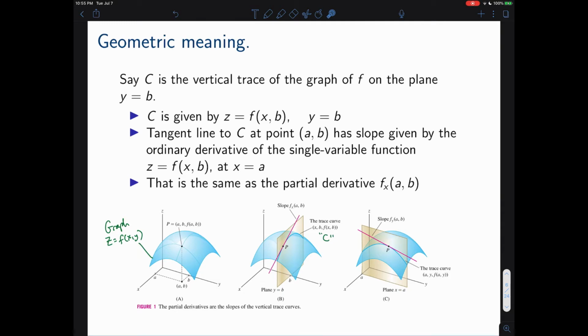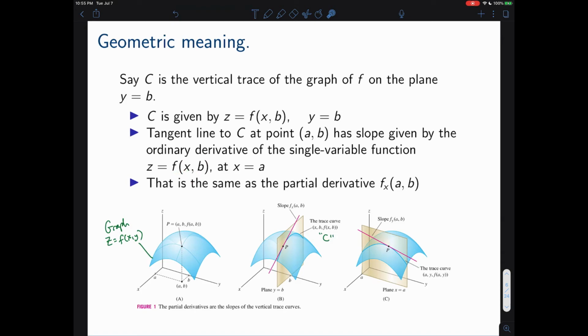Well, we know what function it is. It's the function where we take the formula of f and we set y equal to b, and then there's just one variable left over in our formula, just the x variable. That's a single variable function. That's the function that this graph is showing, and the slope would be given by the derivative of that function.